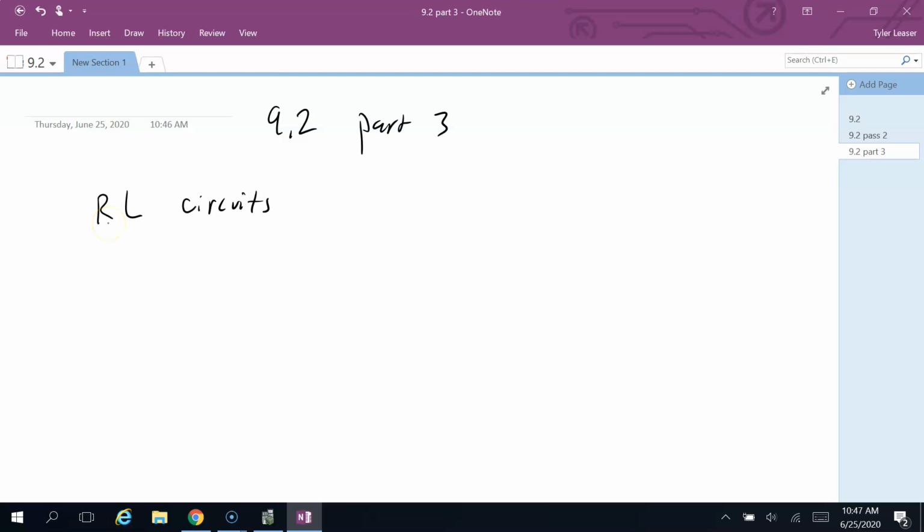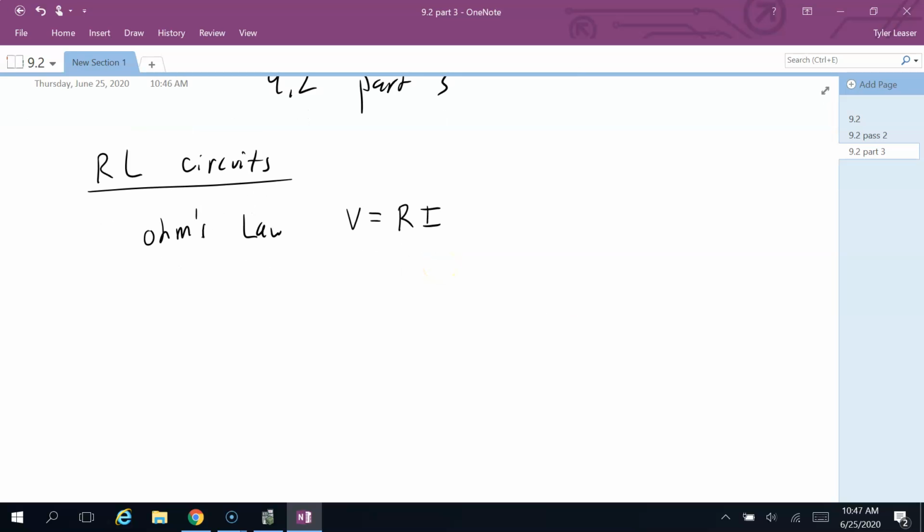So R stands for the resistance, L stands for the inductance. So to jump into these RL circuits, we're going to be looking at Ohm's law. If you haven't heard of Ohm's law before, it's not that big of a deal. It's not hard. The voltage is just the resistance times the current. Okay. Now, if you introduce an inductor into there, this changes slightly.